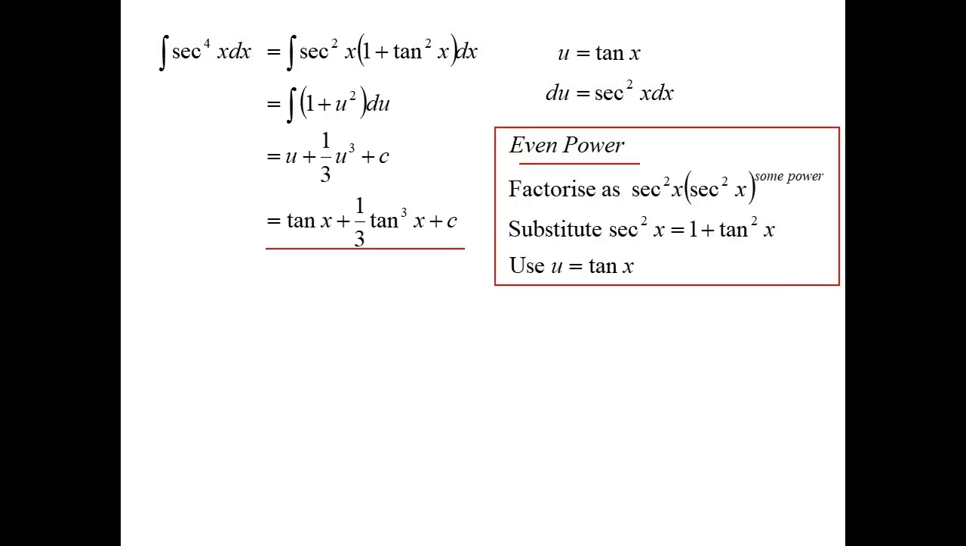So the even powers, you can always factorise it this way. Pull out a sec squared, that's going to become your du, and then you'll be left with sec squared to some power, and that sec squared you change to 1 plus tan squared, and then you can do your substitution, u equals tan x. So yes, evens, much nicer than the odds.